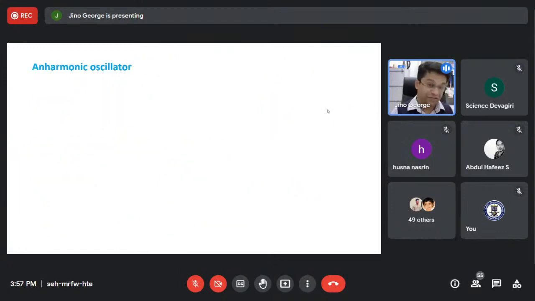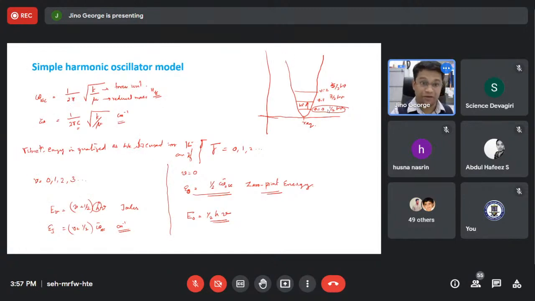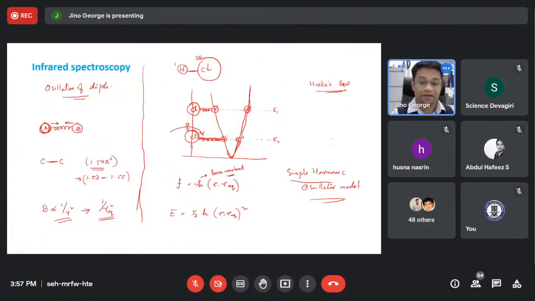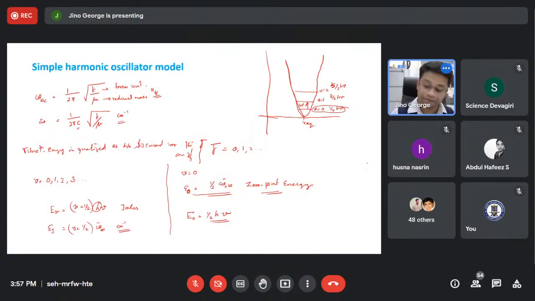Again, anharmonicity. This was for the harmonic oscillator, where you consider an equation of the y is equal to x square kind of type, right? We started with E is equal to k x square, where x is equal to r minus r equilibrium. It comes out to be like this.